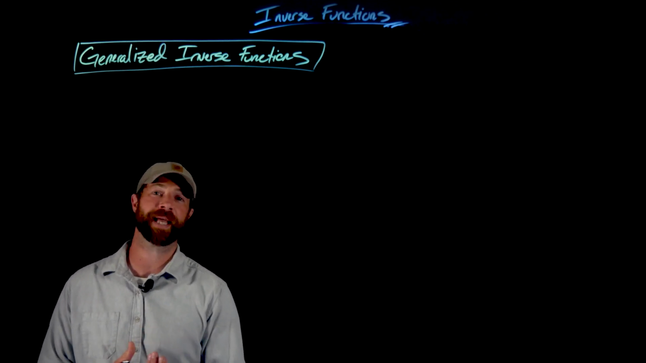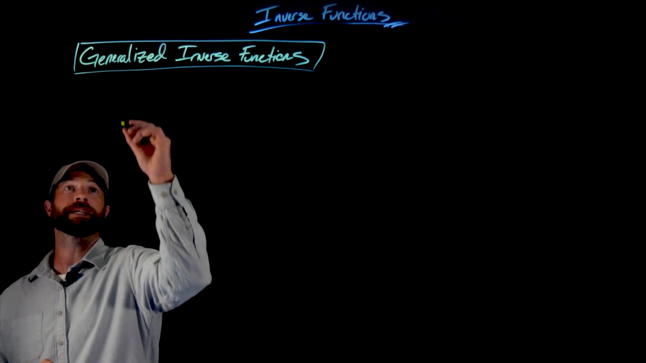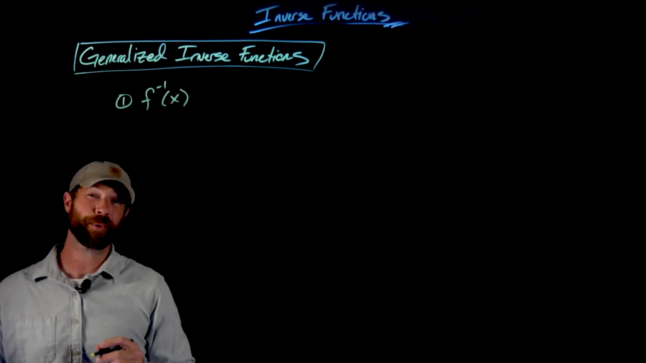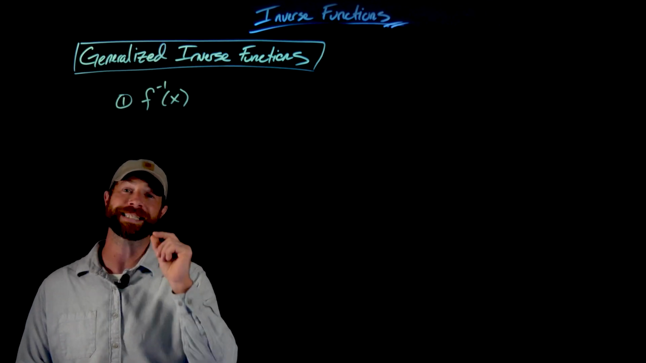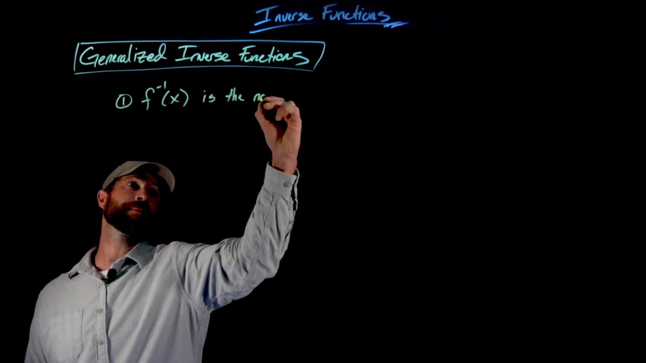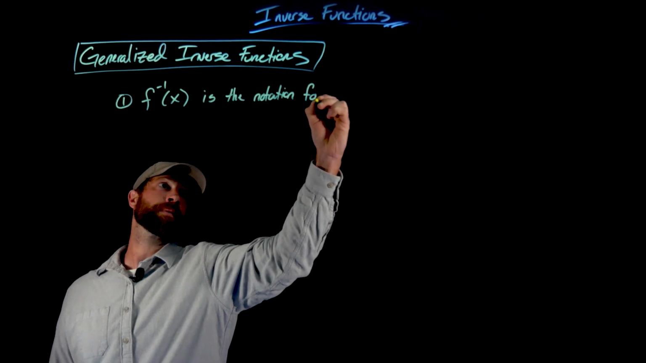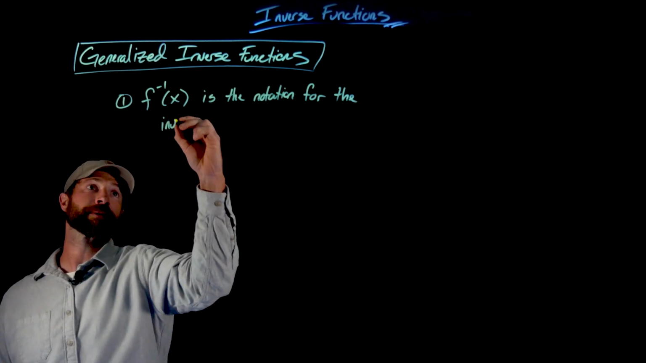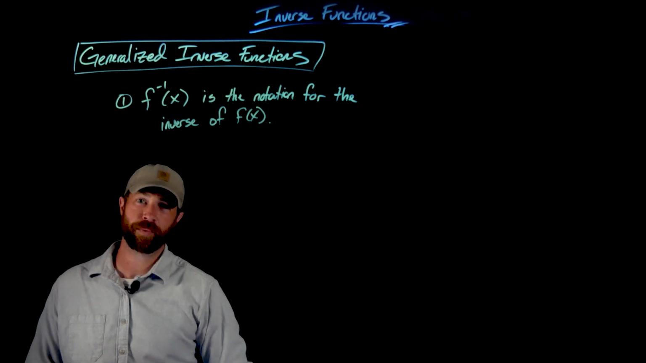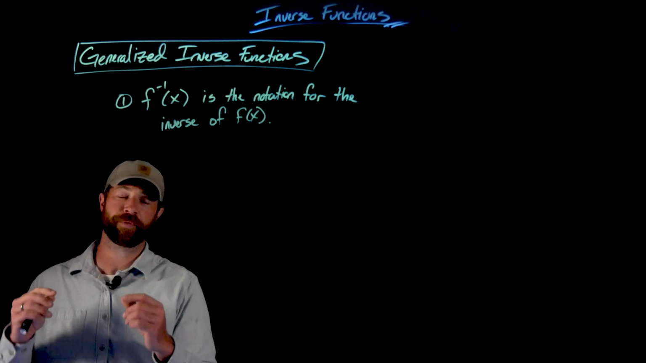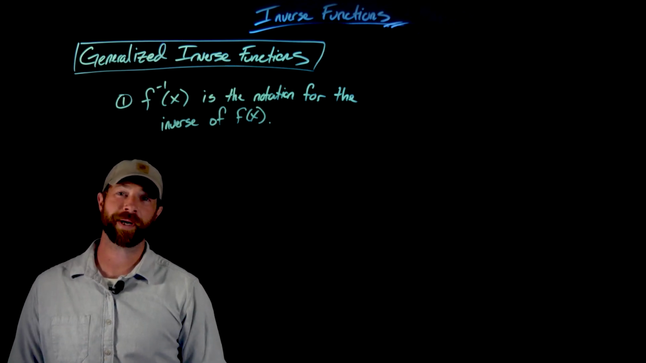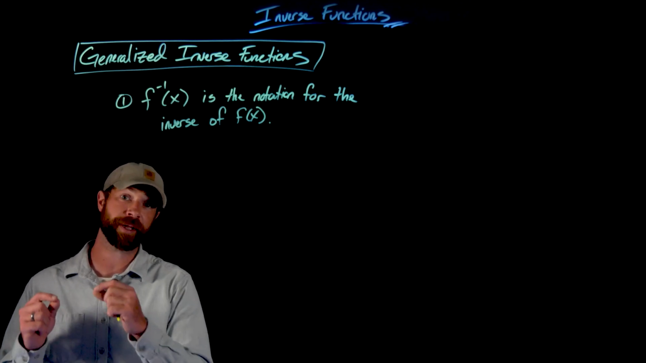Let's first talk about the notation of inverse functions. To denote the inverse function, we write it like this, f to the negative 1 of x. Importantly, the negative 1 is not an exponent. It simply denotes the inverse. So this is the notation for the inverse of f of x. So in other words, the original problem that I had with f of x and g of x, I could have written as f of x and f to the negative 1 of x, or the inverse of f of x.